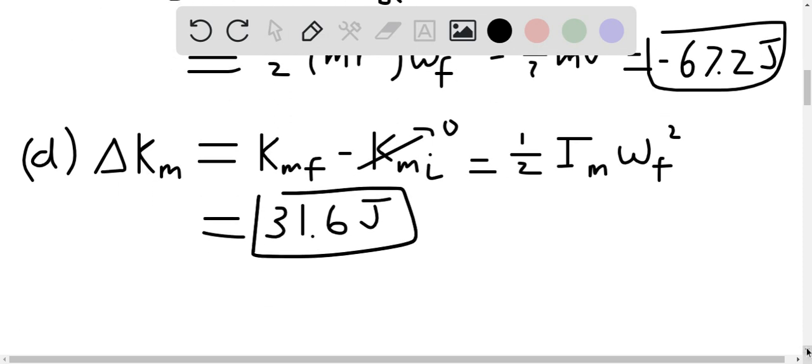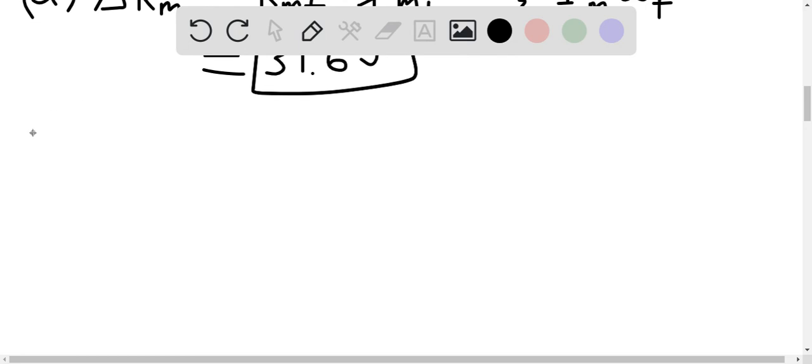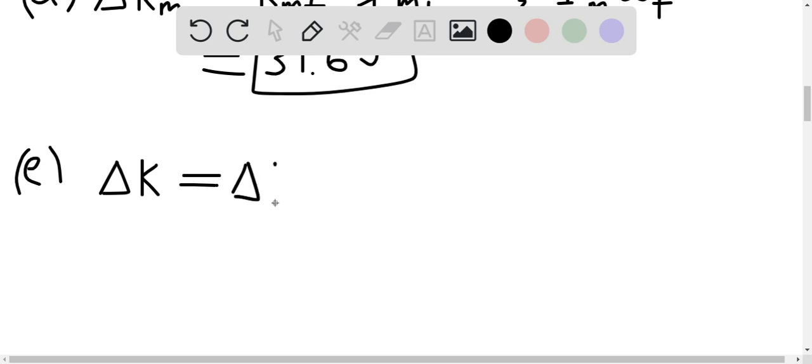And then lastly, in part E, we're asked to compare the kinetic energy changes in part B through part D. So what we just found in B, C, and D, in part E. And what we find is that delta K, the total change in kinetic energy, is equal to the change in kinetic energy of the boy plus the change in kinetic energy of the merry-go-round.